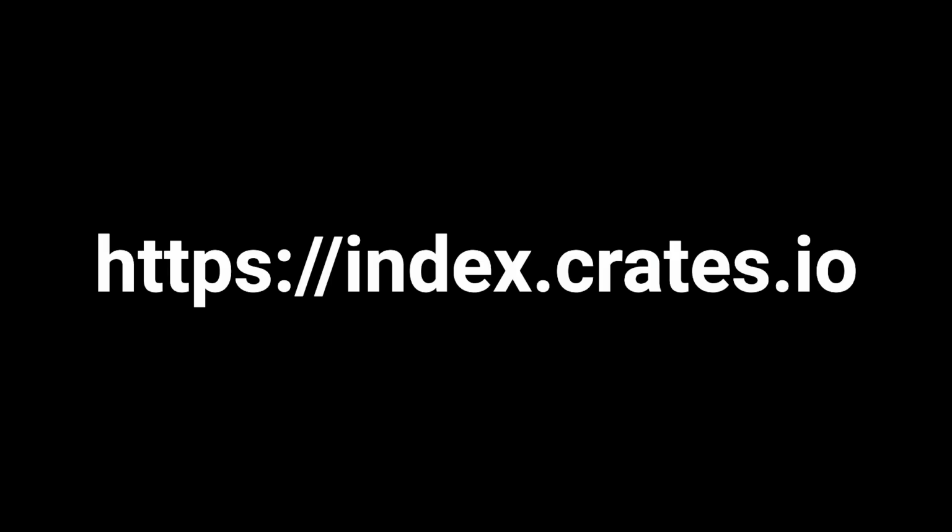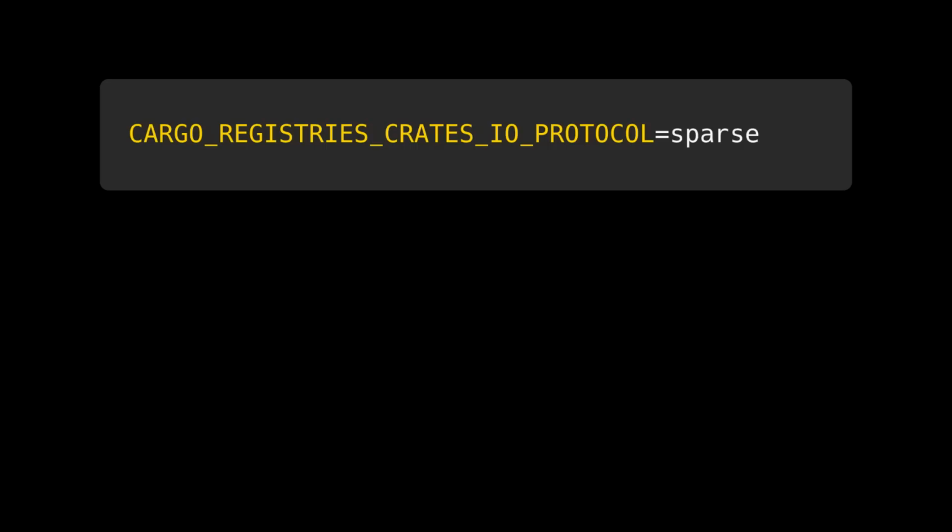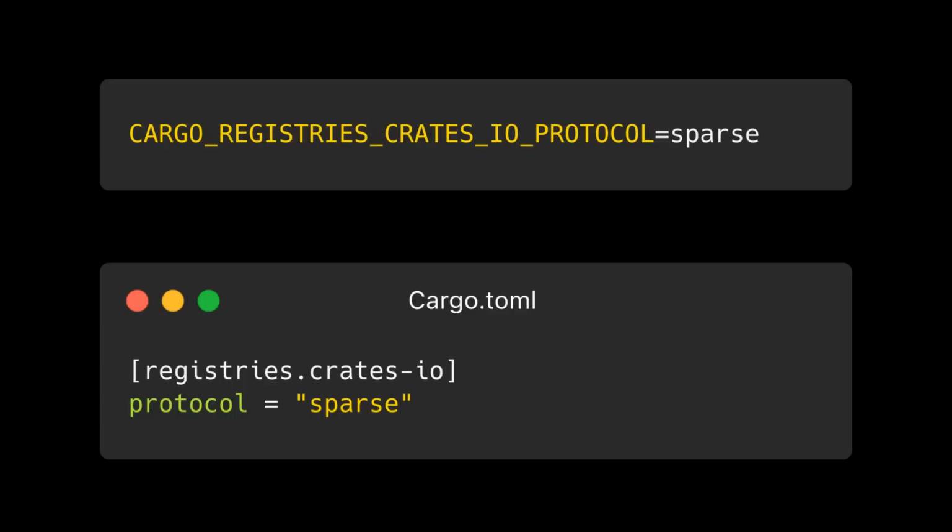To address this issue, a new protocol to fetch the index has been introduced. Instead of using Git, it fetches files from the index directly over HTTPS. Additionally, Cargo will only download information about the specific crate dependencies in your project, which provides a significant performance improvement. For now, you must opt into this new protocol by setting the Cargo Registry's crates.io protocol environment variable to sparse, or by adding the following lines of code to your Cargo.toml file. The sparse protocol is set to become the default for crates.io in the 1.70.0 release in a few months.